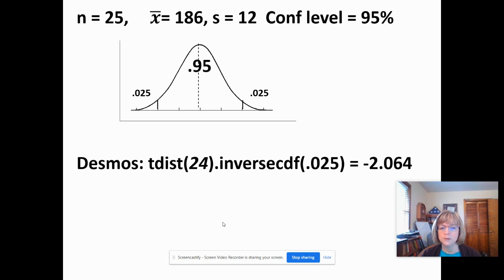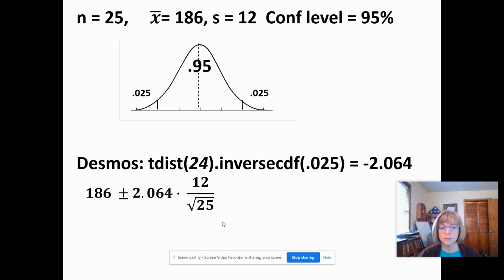If you're using your calculator, you'll do second vars, choice 4, and use inverse T. It's going to ask you for the area, 0.025, and the degrees of freedom, which will be 24. Your t-score is rounded to 3 decimal places. The t-distribution is not as accurate as the z-scores, so we go out 1 more decimal place.